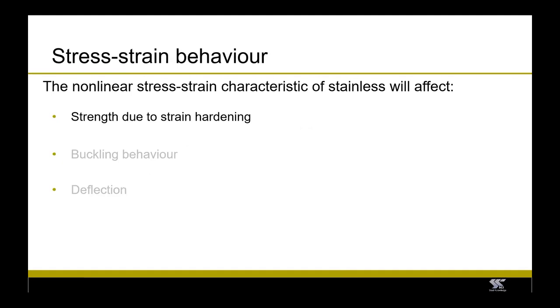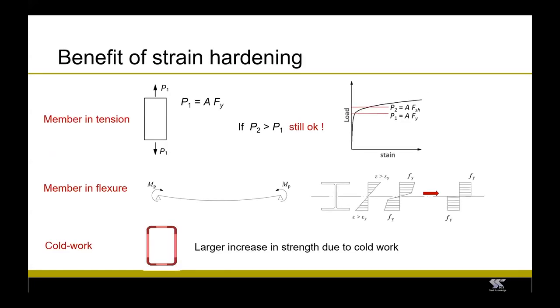So the shape of the stress strain curve of stainless steel has an effect on three aspects of design, which I'm going to discuss in a bit more detail. The first one is the strength due to strength hardening. This slide shows some of the benefit associated with strength hardening.